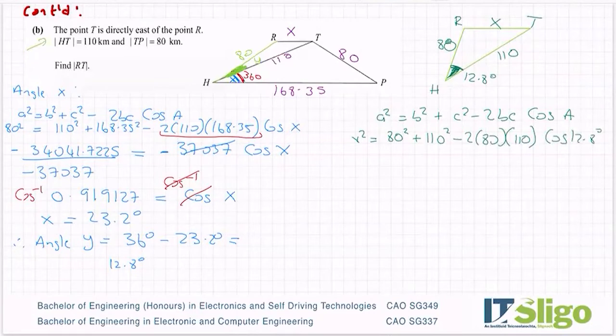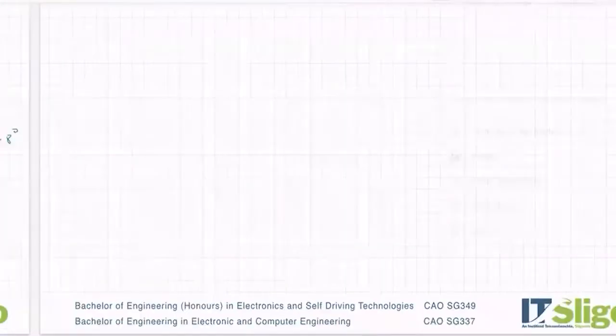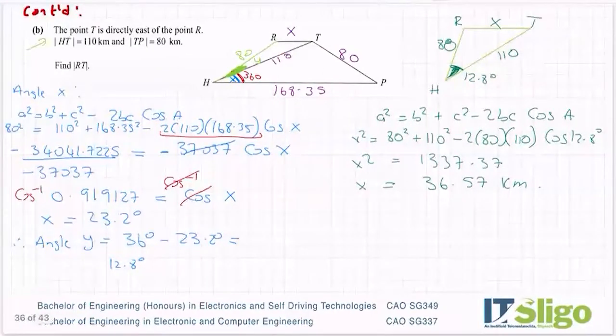So this is a much easier version of it because I can just put the right hand side into the calculator. Cos of 12.8 degrees. So I'm getting x squared being equal to 1337.37. Let me square root the answer, and I'm getting that side to be equal to 36.57. What's that, kilometers? So that was one way of doing that question. The diagram really threw people, and it was just, I suppose, wrong.